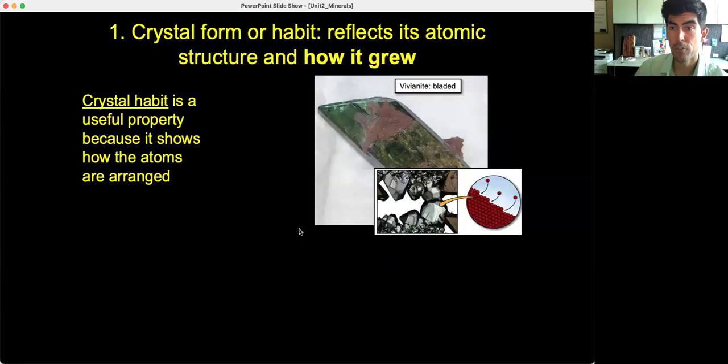So first up, crystal form. This is basically the pattern that the mineral is taking as it grew. We watched that mineral grow in that video just earlier. This vivianite has a very bladed pattern to it as it grows.